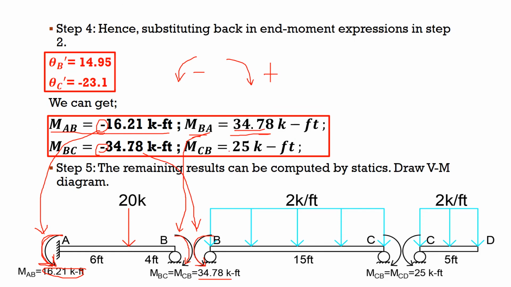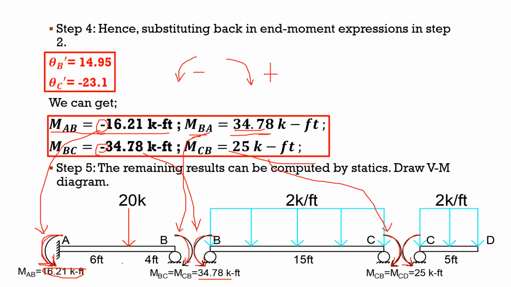Then CB is positive, guys, so when it gets to the beam, it is clockwise. Okay? Then for the overhang, it is negative, clockwise. So clockwise for CD. Okay? So 25, keep it.